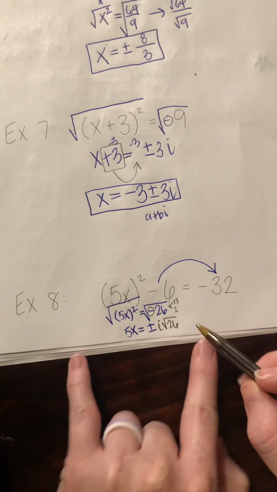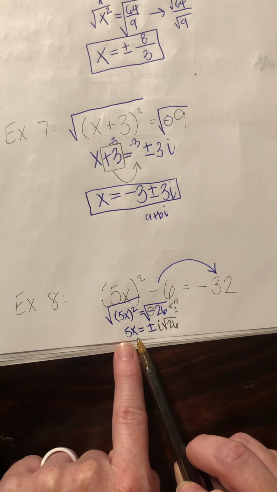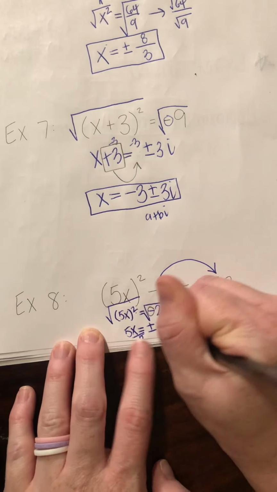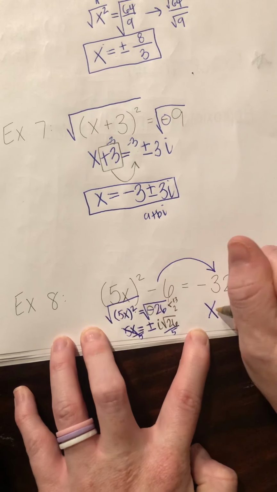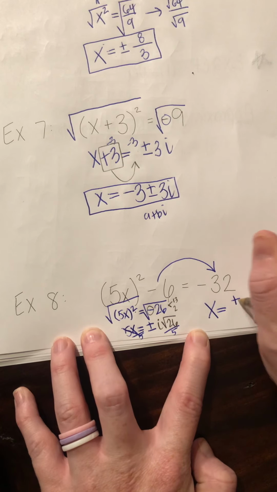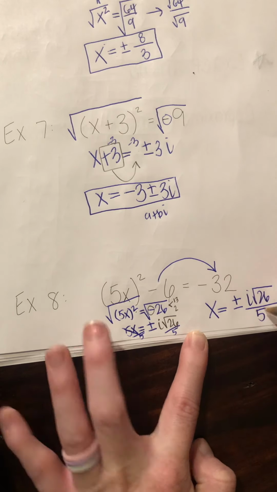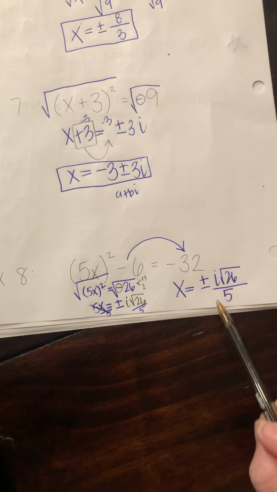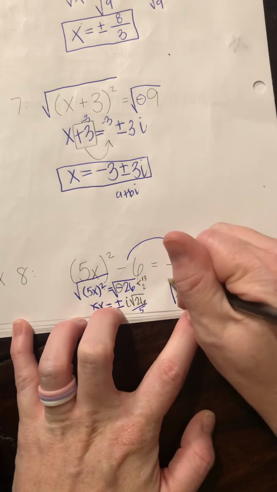All right, and the very last thing that I need to do, I need to get this 5 all by itself. So I'm going to divide both sides by 5. And I'm going to rewrite it over here to the side. I get x equals plus or minus i square root 26 over 5. Notice I made this over 5 like the whole denominator of that whole fraction. Okay?